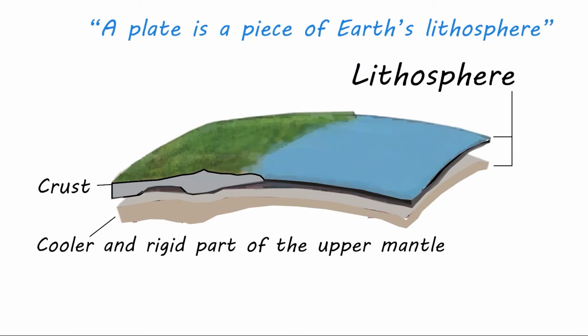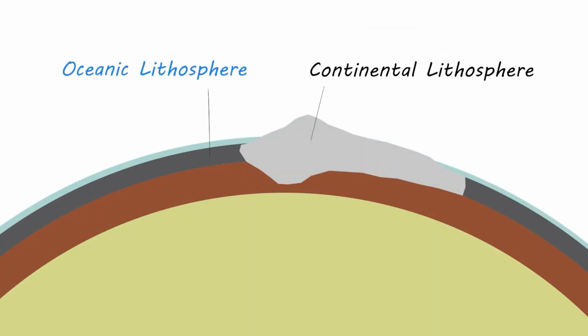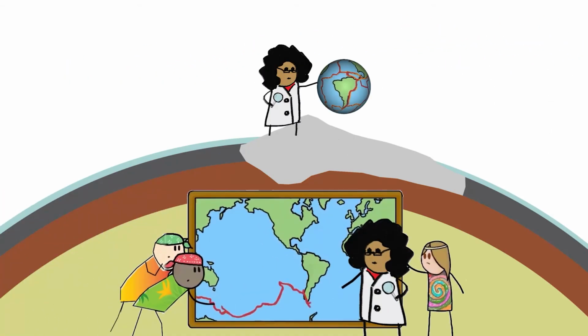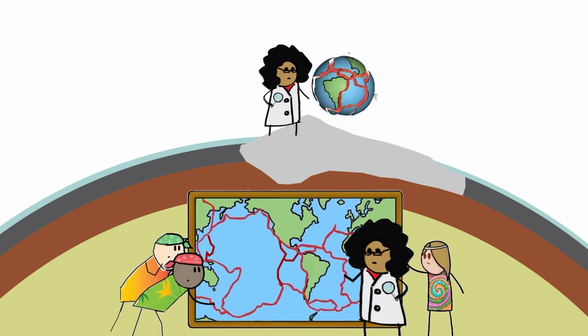So, now you know that a plate is just a piece of Earth's lithosphere, what the difference is between the crust and lithosphere, and what the difference is between oceanic and continental lithosphere. Now you may be wondering how they interact to make plate tectonics, or what evidence we look for on the surface to identify plate boundaries.